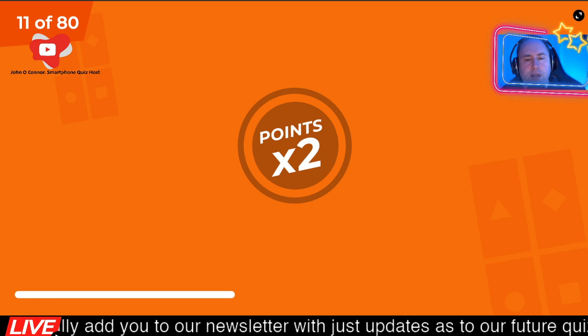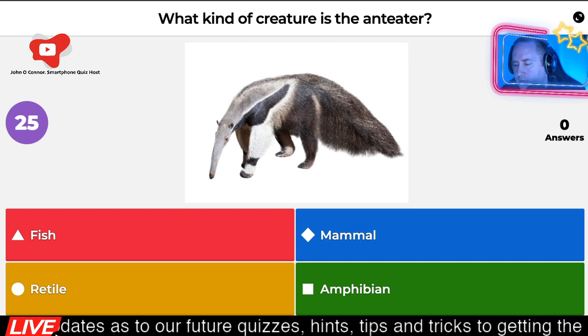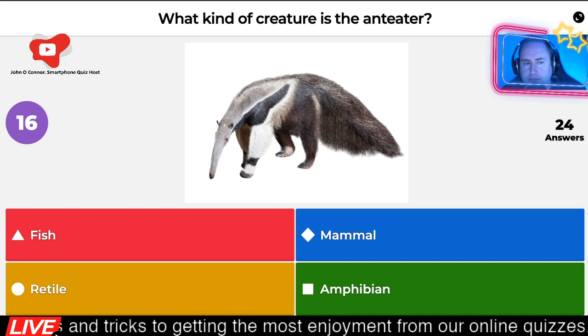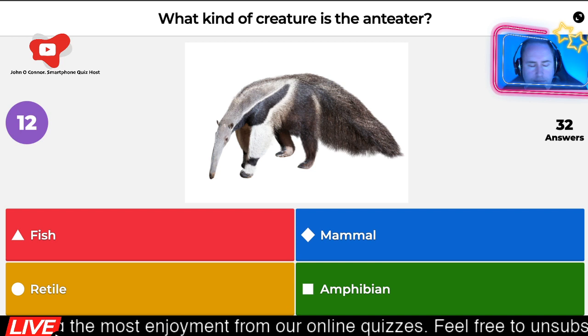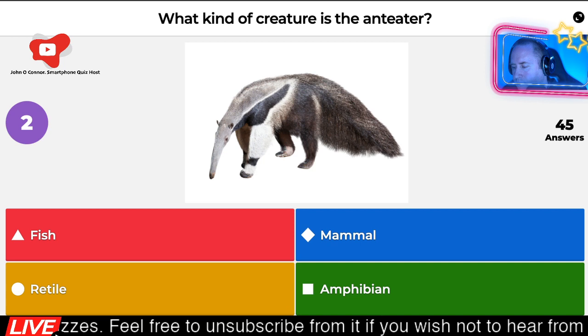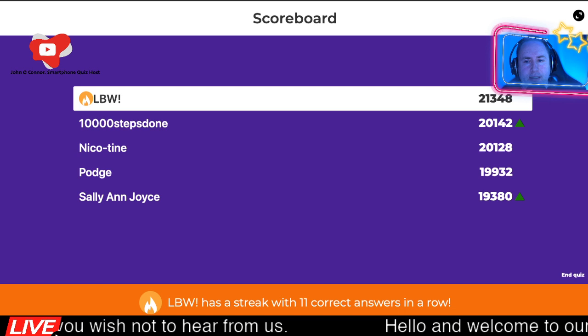What kind of creature is an anteater? Is it fish, mammal, probably supposed to say reptile, or amphibian? 37 correct answers here. It is a mammal, that's correct. Okay, so 10,000 steps done into second place. Sally Ann Joyce into fifth. Here is your next question.